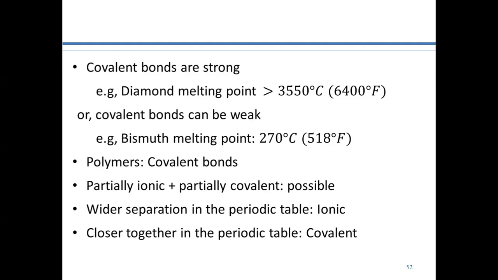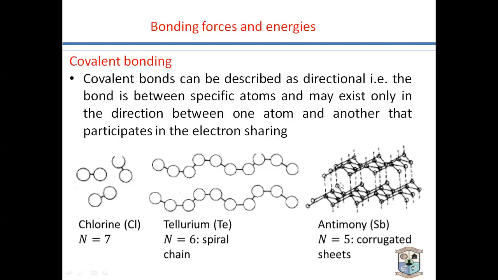So if the separation in the periodic table is wider, for example, on one end you pick chlorine, on the other end you pick sodium, that bond will most likely be ionic. However, if the elements are closer together in the periodic table, this is most likely going to be a covalent bond. You can take note of that to distinguish. This will help you identify which elements are ionic and which ones are covalent. There's also a formula that we'll look at further.